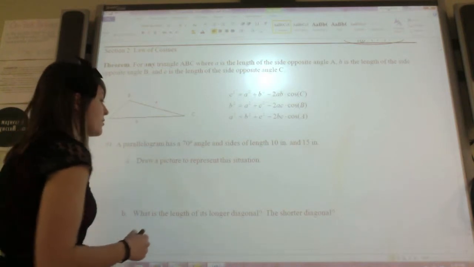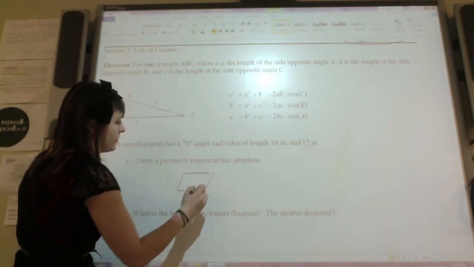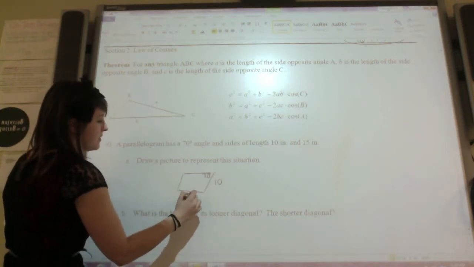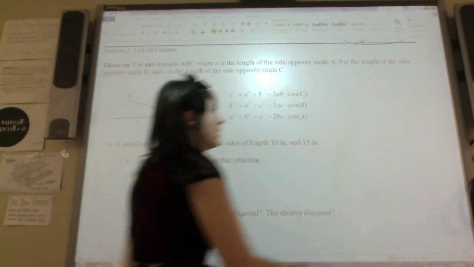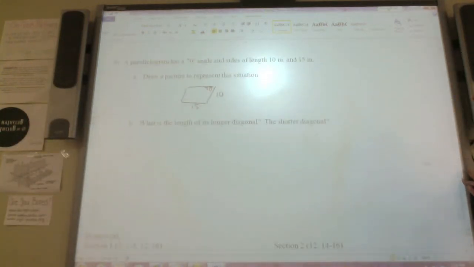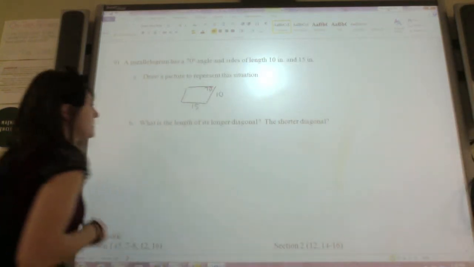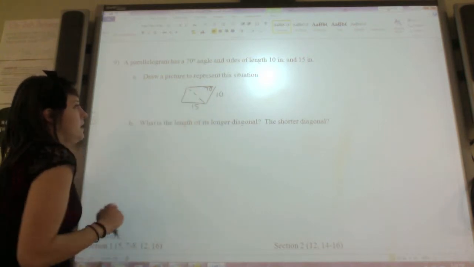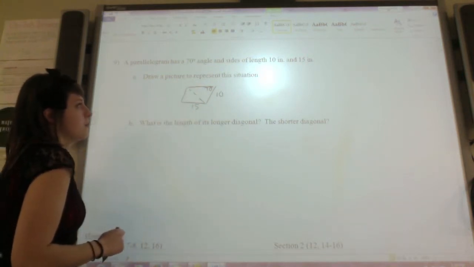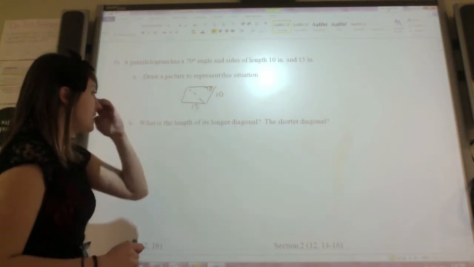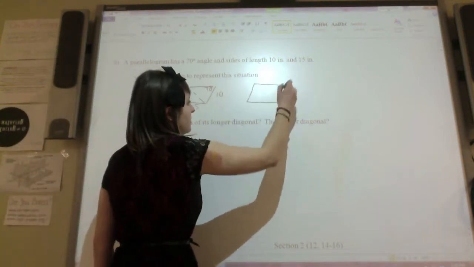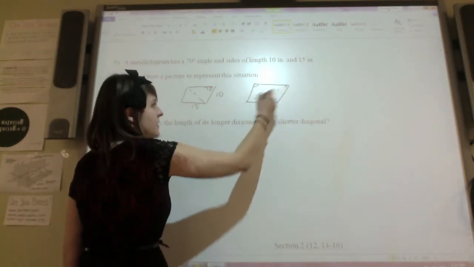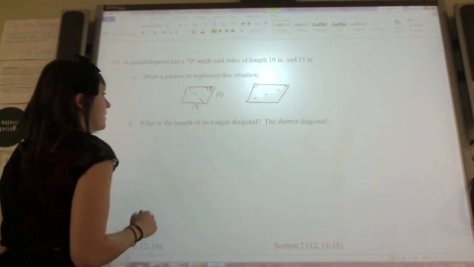So the first thing we want to do is draw a picture. So I'm just going to draw my parallelogram here. I know that this is my acute angle, so I'll label that 70, and I'll just say that this side is 10 and this side is 15. Okay, so what is the length of the longer diagonal and the shorter diagonal? Well, if I draw on a diagonal here, I know that this diagonal has to be the shorter diagonal because this angle is acute, whereas this diagonal, this angle is obtuse, so I know that this side length has to be longer than this side length.